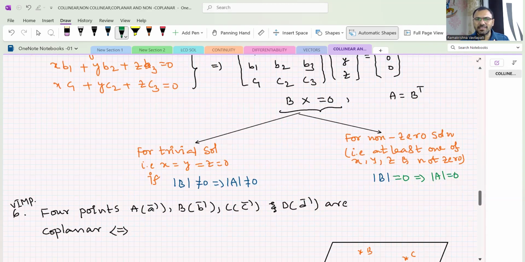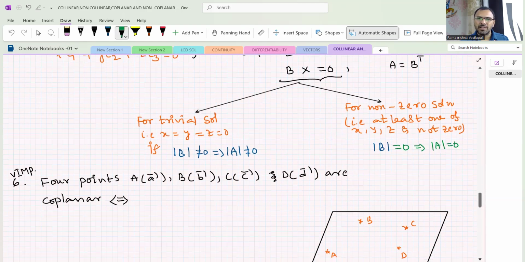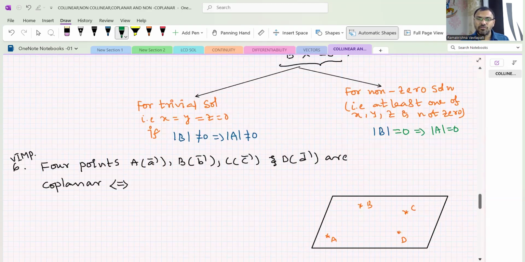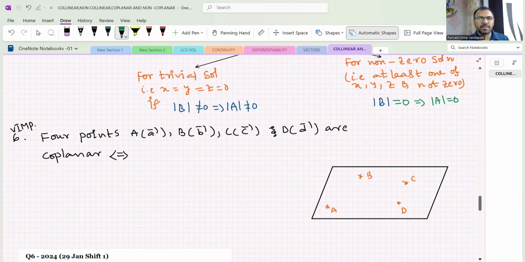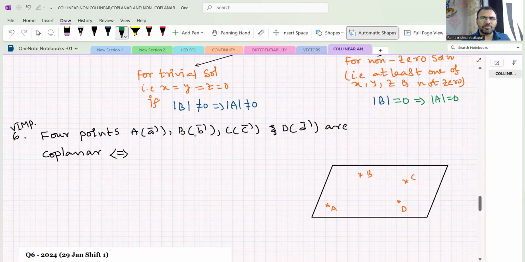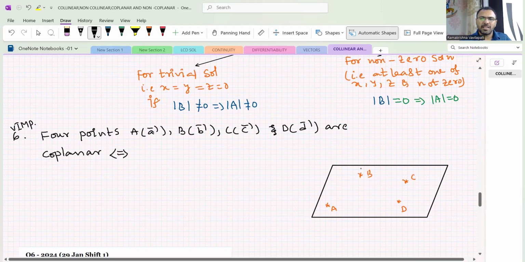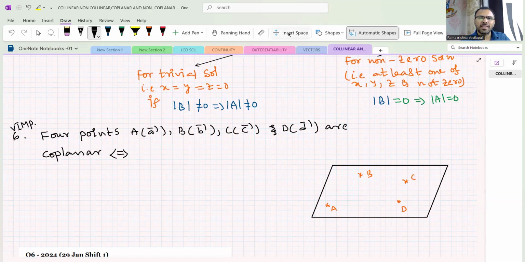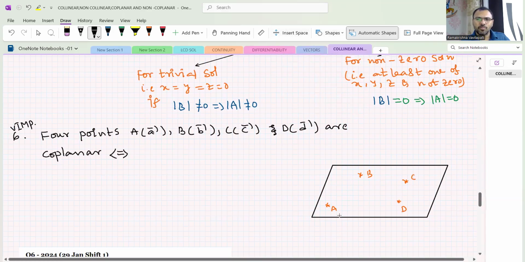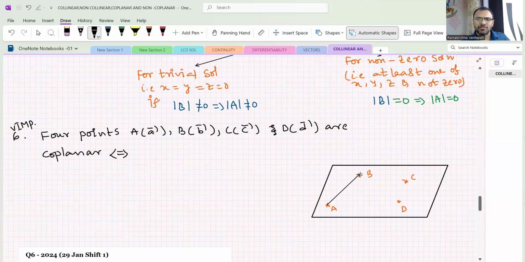Now, what is the condition that 4 points are coplanar? Instead of vectors, sometimes they will give 4 points: A of A bar, B of B bar, C of C bar, D of D bar, which are coplanar. So I have taken 4 points in a plane. Now fix one point A and join the other points: A and B, A and C, and A and D.